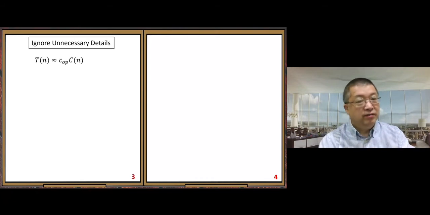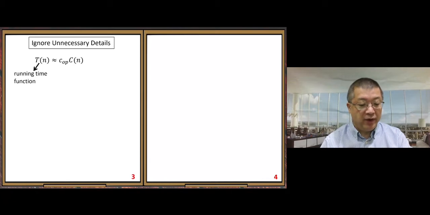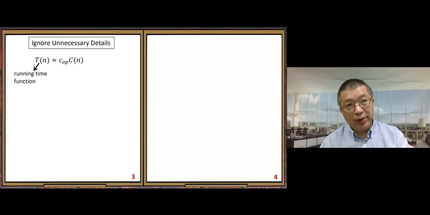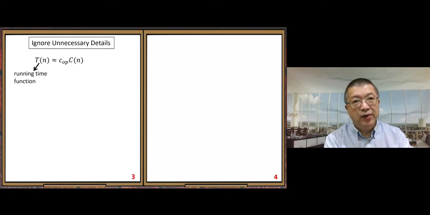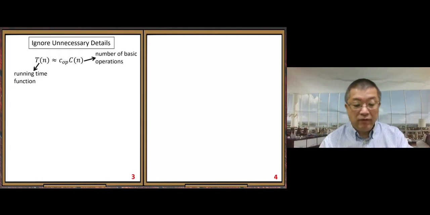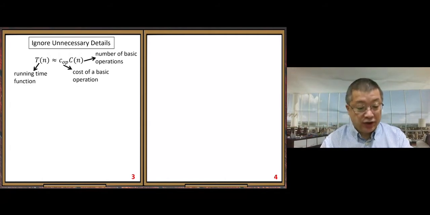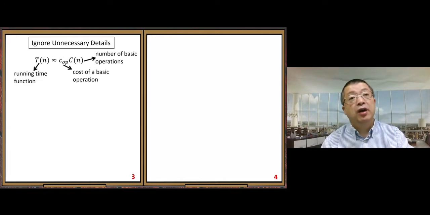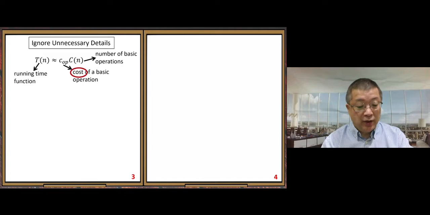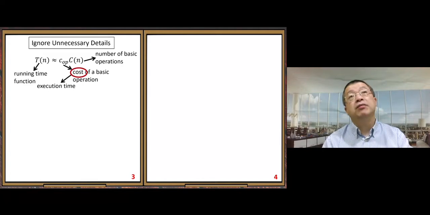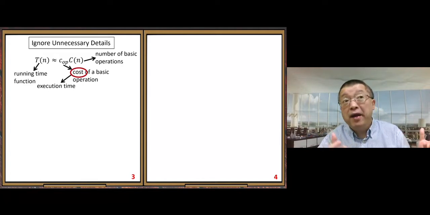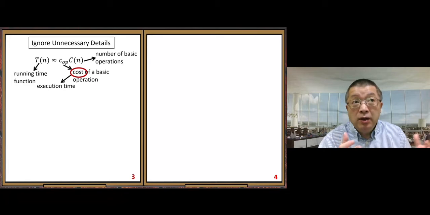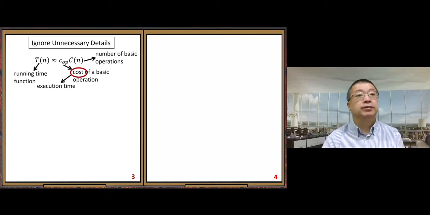We start from this approximation formula. So we recall it a bit. T of n is the running time function. C of n is the number of basic operations. C is the cost of a basic operation. Here, when we say cost, we mean execution time. We spend this much time, that's our cost.